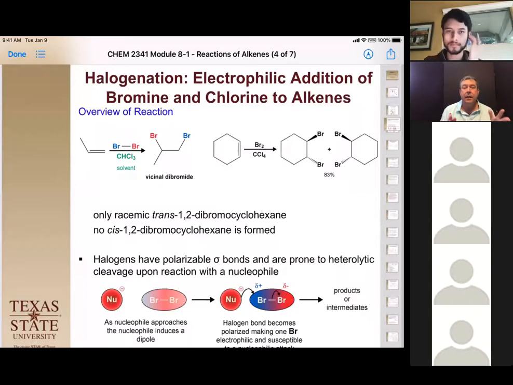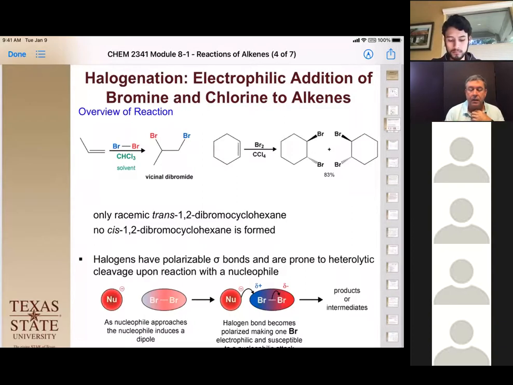So in the case of adding two halogens across a double bond, we call this halogenation. We're going to put two halogens, one on either side of that double bond. And I'm going to show you why one goes on each side. And it's a slightly different mechanism. Actually, it's a very different mechanism and ends up with a slightly different type of product mixture.